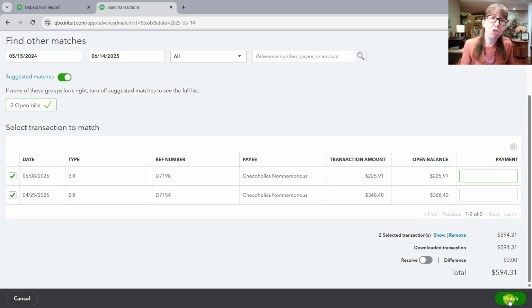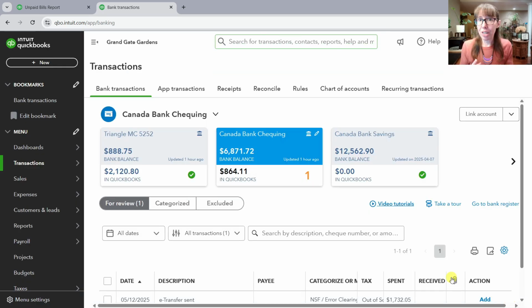Here's why I don't do it with the match button. I'm going to hit match. Okay, so the reason that I do not like using this is because we have not represented a transaction that's actually on the bank feed in QuickBooks. You would think that we just put in 1 bill payment for 2 bills, but that is not what has happened. We have actually put in 2 separate bill payments.